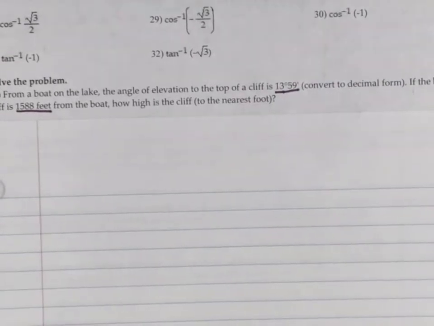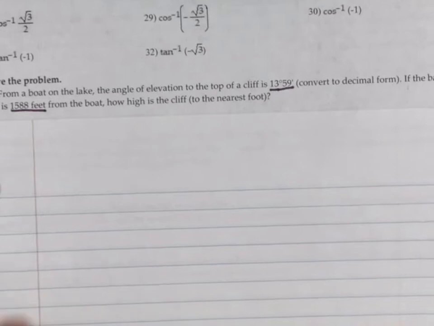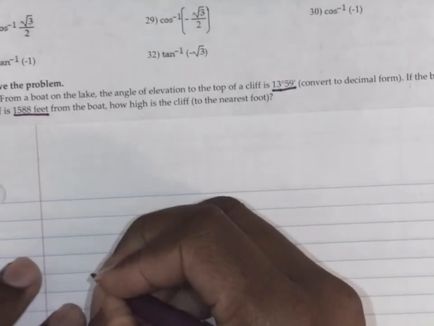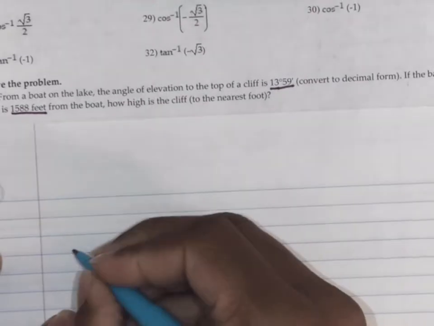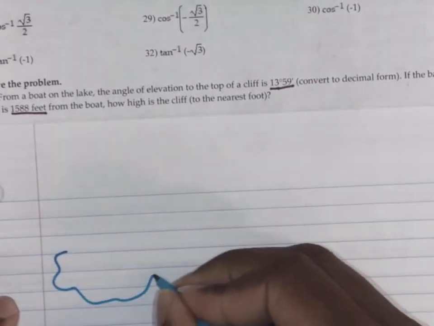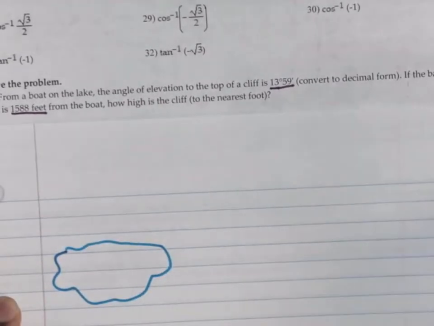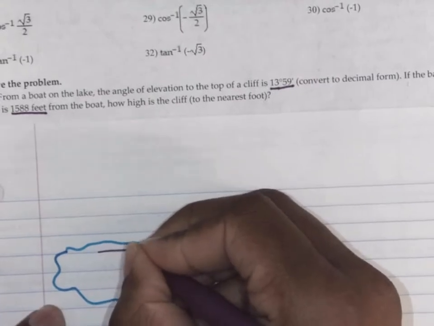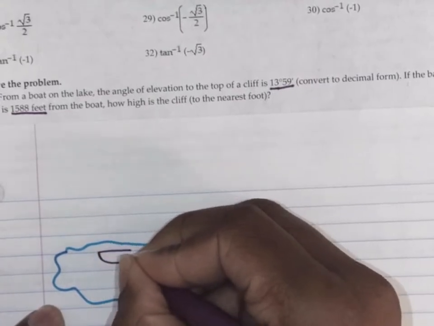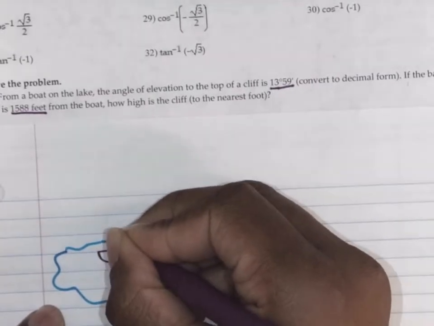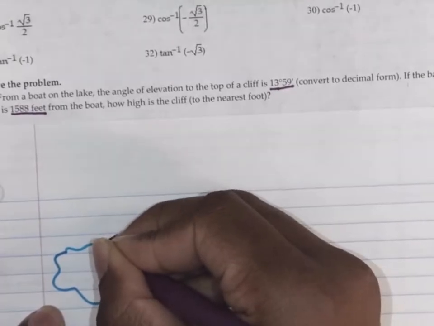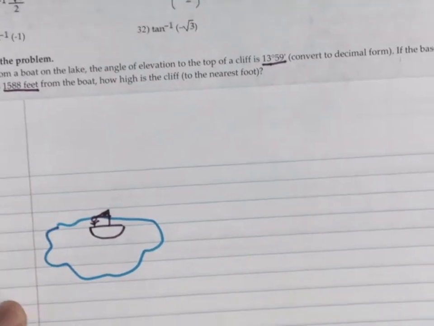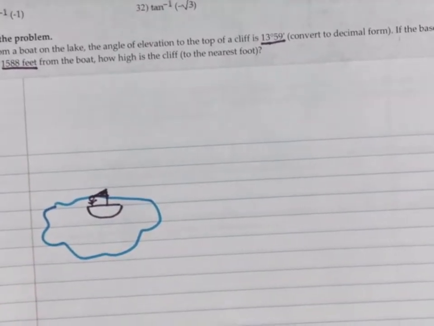All right, so let's try to make an image out of this. So let's see, we have a boat on a lake. So I'll make a little lake here. And within that lake, we have a boat. And we'll put a little person on the boat. All right, so we got a little guy on a boat.